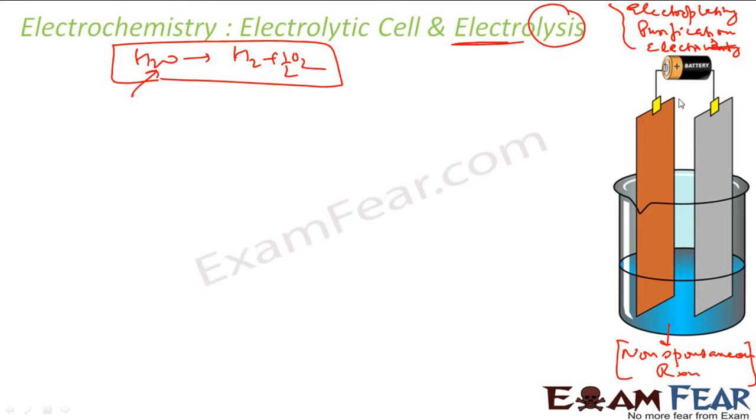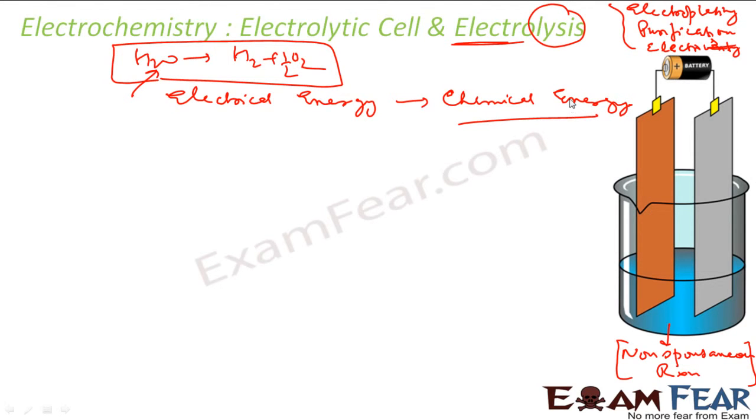So in the process of electrolysis, the electrical energy of this battery, or whatever power you're adding, is changed into chemical energy. You must have noted that in a galvanic cell we are doing just the reverse. We have chemical energy and we convert that to electrical energy. So thermodynamically non-spontaneous reactions, for which delta G is greater than 0, are made possible by passing electricity.